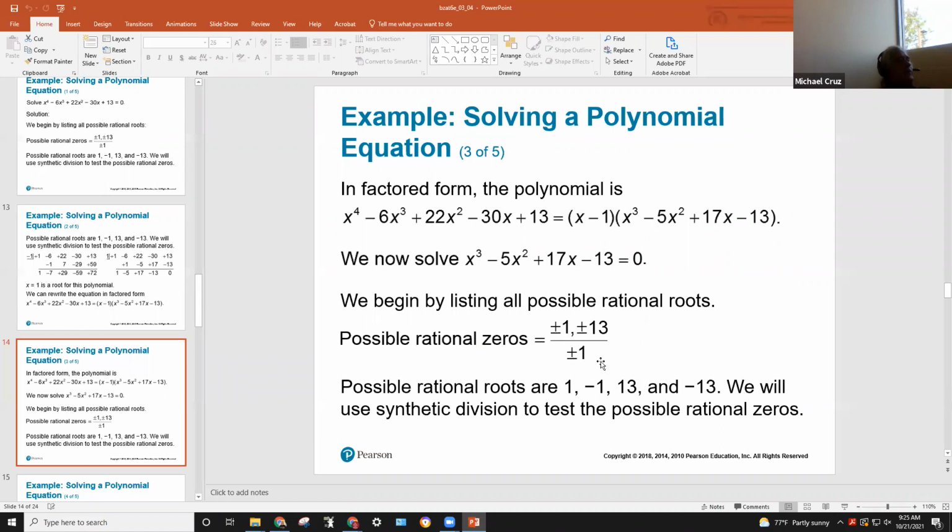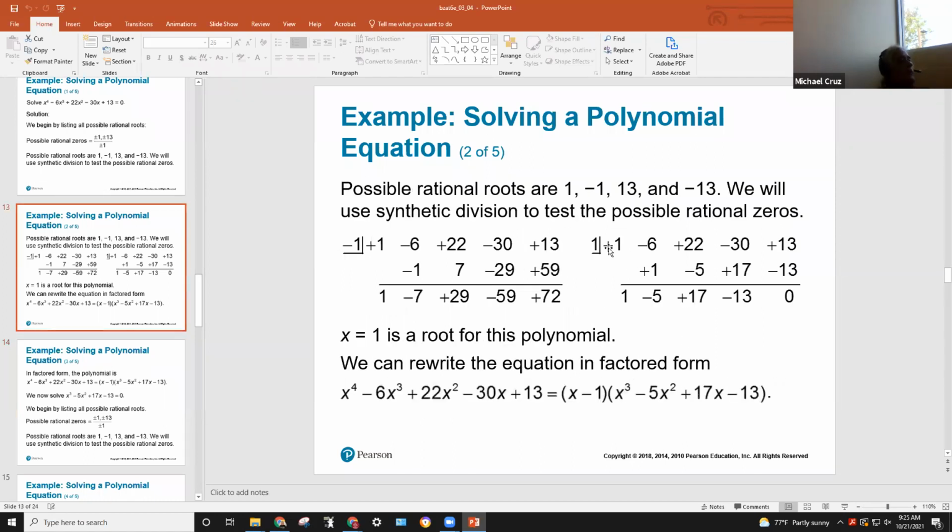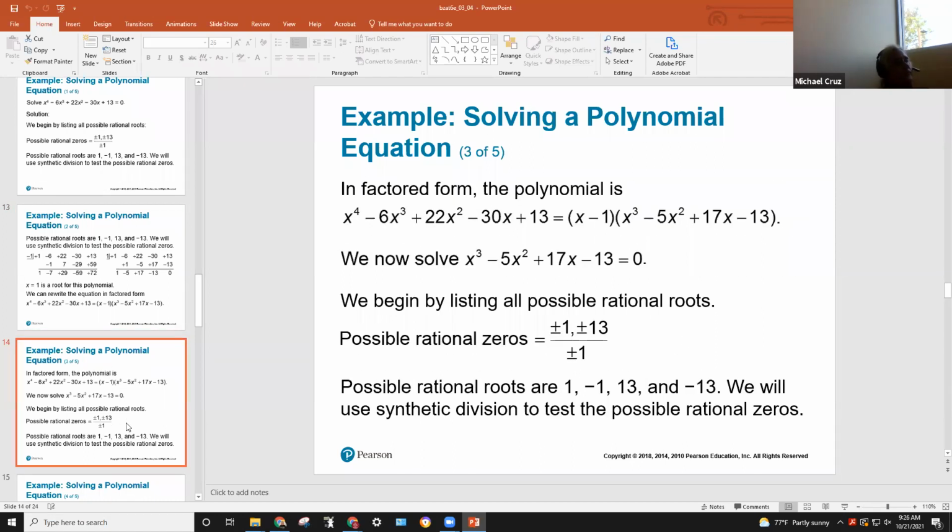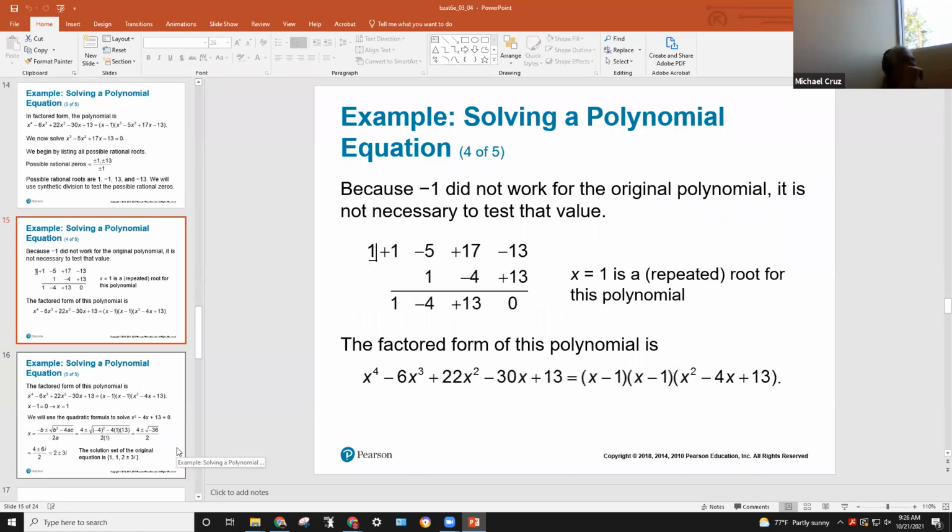So it's actually still the same possible factors, because we could have one repeat, but we already know about x is equal to 1. So let's just start doing it again. All right, so they do 1, and what about that? They get a hit right off. So x is equal to 1 is a repeated root. In other words, it's the same as the other one, but it's still going to be in factored form like this.